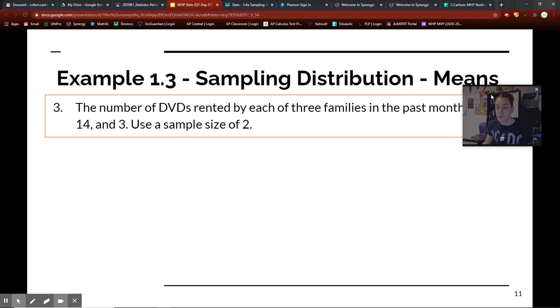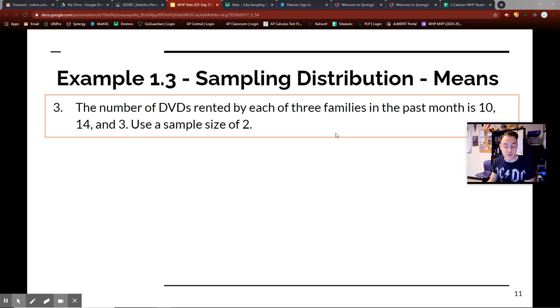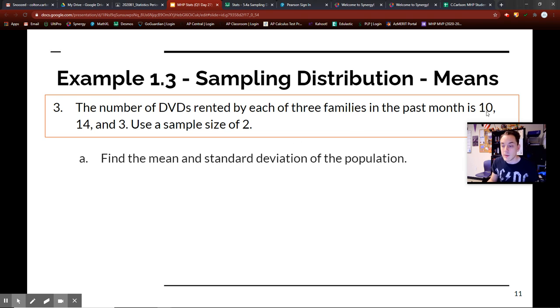So this example is one that you'll definitely see on Math Excel. Very, very similar, okay? What I'm going to be asked to be doing is finding the mean and standard deviation of the population, so not the variance, just the mean and standard deviation of the population, if the number of DVDs represented by each of the families, 3 families in the past month is 10, 14, and 3. And we want to use a sample size of 2. So the 3 families, 10, 14, and 3, okay, we have a sample size of 2.